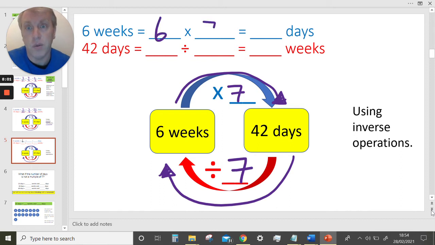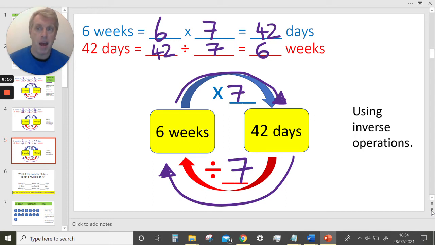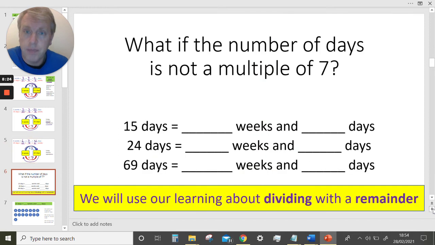So 6 weeks, how many days? 6 times 7 is 42 days. But 42 days, 42 divided by 7 equals 6. How many groups of 7 days are there in 42 days? 6 groups of 7, which is 6 weeks.